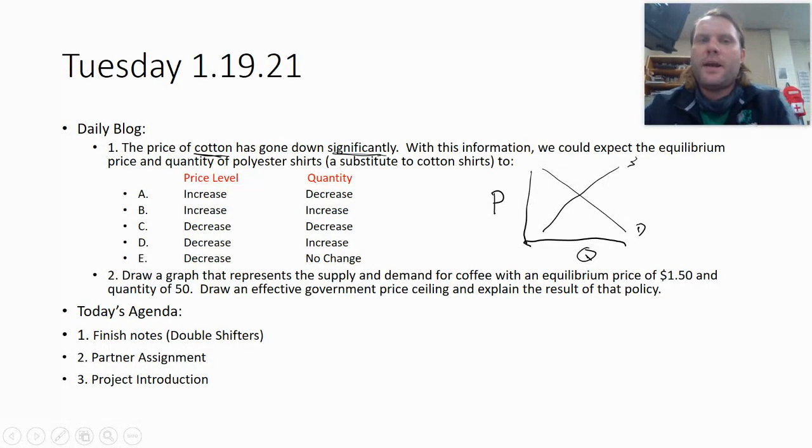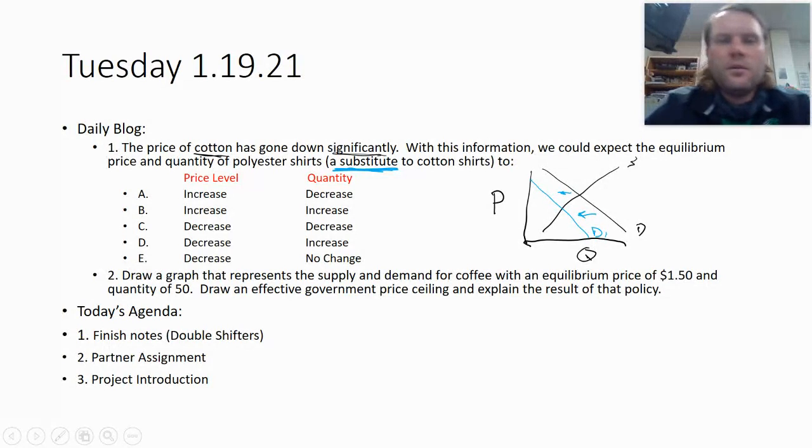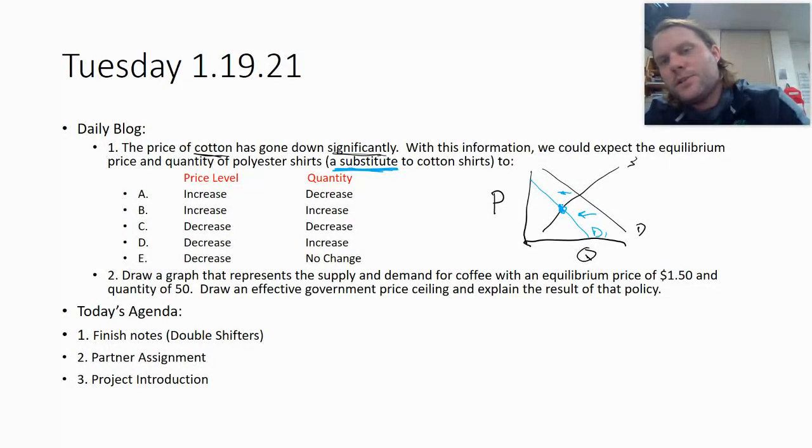How do I know it's demand? Well, I give you a buzzword right here. Our buzzword is a substitute. If you have those shifters in front of you, you know that's a demand shifter. Okay, I'm going to buy more cotton. That means my best guess is I'm going to decrease my demand for polyester shirts. And look, the question doesn't say draw the graph.